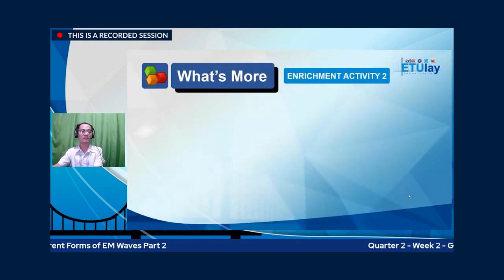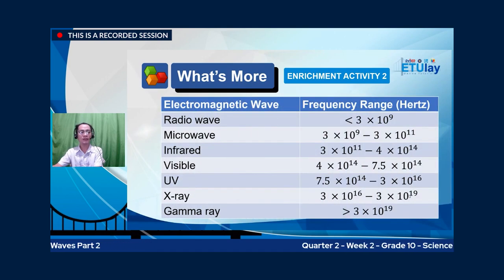Meron tayong table. Again, nandito po ang table ng electromagnetic wave and frequency range in hertz. Radio wave, less than 3 times 10 to the 9. Microwave, 3 times 10 to the 9 to 3 times 10 to the positive 11. Infrared, 3 times 10 to the 11 to 4 times 10 to the 14. Visible light, 4 times 10 to the 14 to 7.5 times 10 to the 14.